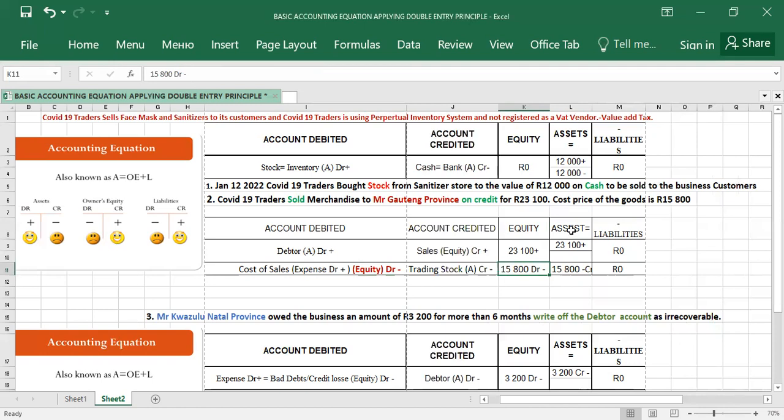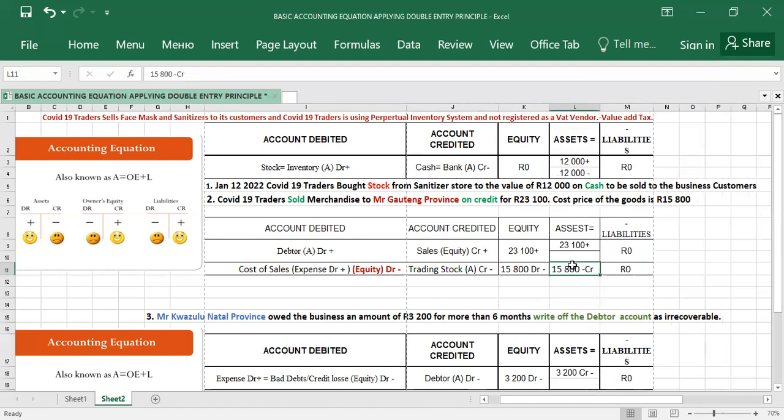Now, when we credit our asset account, what is happening within our business is that we are saying we are no longer having that trading stock, or the stock, within our business. Why? Because we sold the stock. Let me show you with the image. Our stock is an asset. In the middle here, we can write stock.